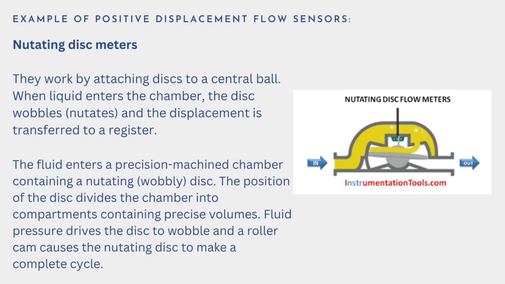The fluid enters a precision machined chamber containing a nutating or wobbly disc. The position of the disc divides the chamber into compartments containing precise volumes. Fluid pressure drives the disc to wobble, and a roller cam causes the nutating disc to move a complete cycle.